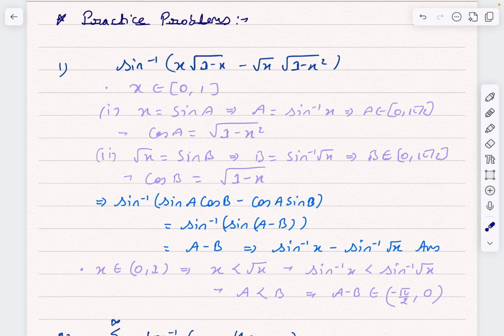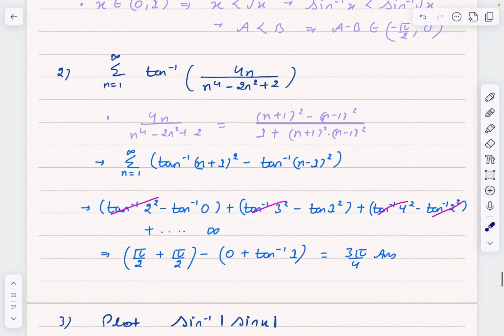And A, as we discussed, was sine inverse x. B, as we discussed, was sine inverse root x. So finally we get sine inverse x minus sine inverse root x. This is a good problem, guys. Make sure you understand this. Next.